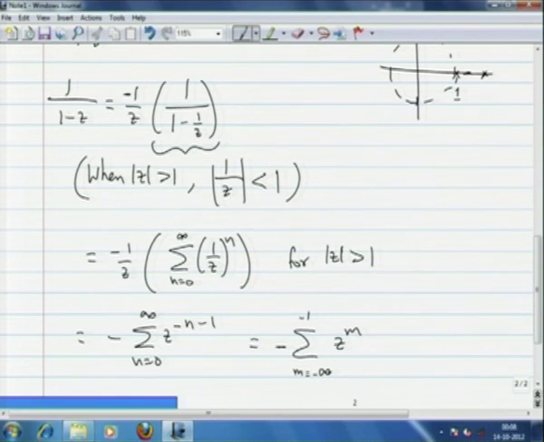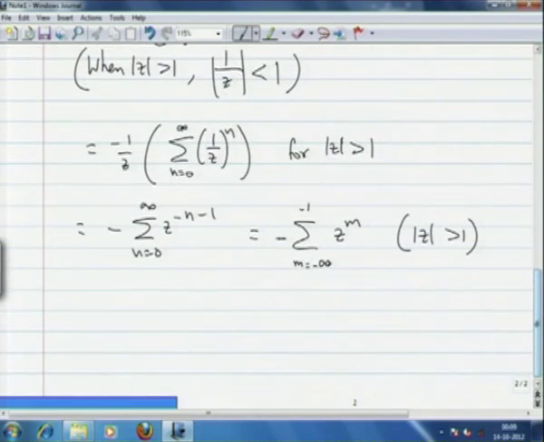What that means is, I am allowing the index to start at minus 1 and go through negative integers forever. We know that this series converges, and this is for modulus of z greater than 1. So, we have expanded 1 by 1 minus z outside the closed disk of radius 1. And we will use this to do the following.